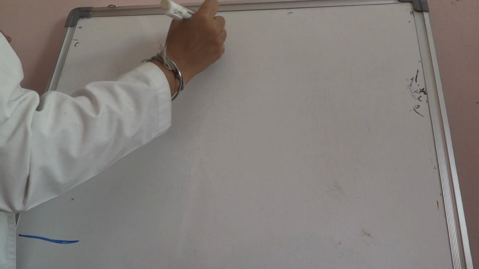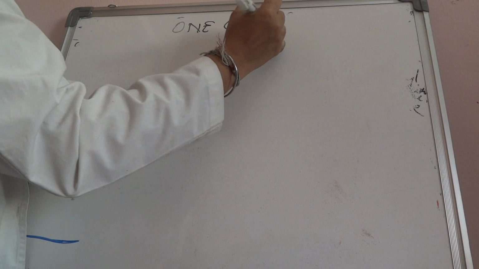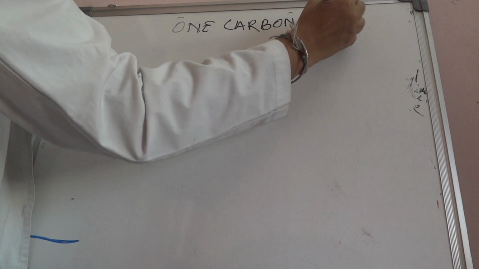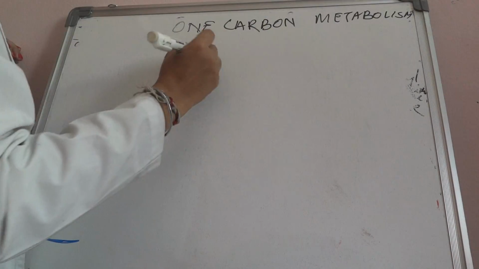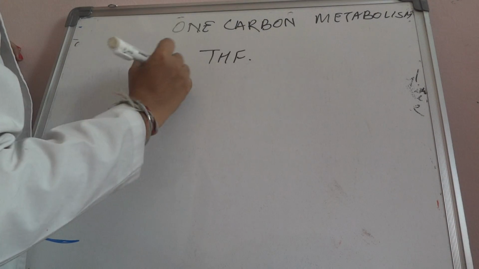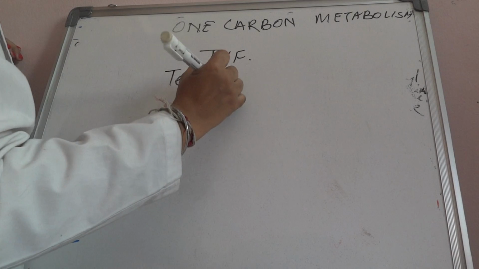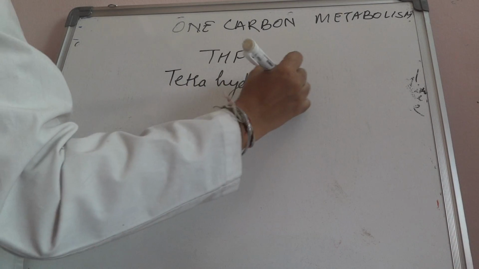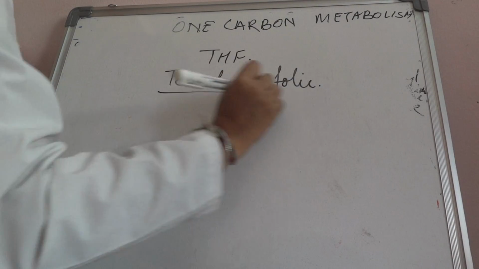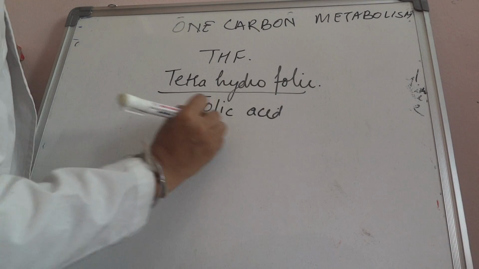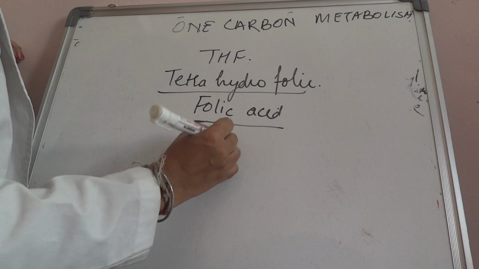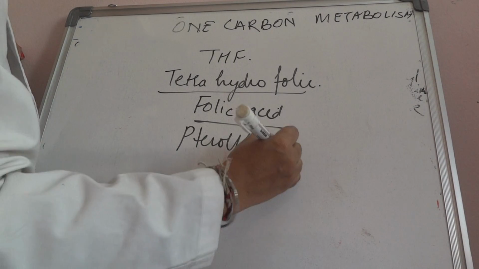Good morning everybody. Today we discuss 1-carbon metabolism. The main role is of tetrahydrofolic acid, which is derived from folic acid. The chemical name of folic acid is pteroyl glutamic acid.